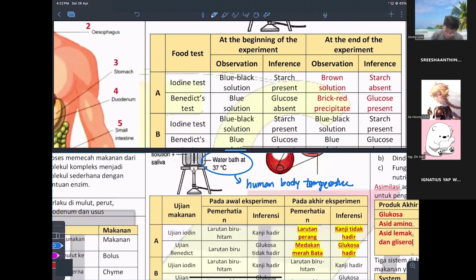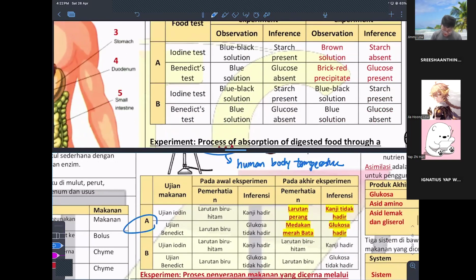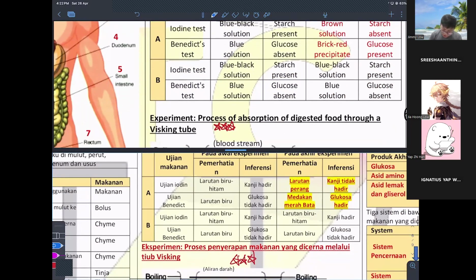So in the end, you can see in your A, there is no starch. Starch has been digested into glucose already. Actually, this part is considered maltose, because as we have learned, saliva will break down starch into maltose, and only then it becomes glucose. This glucose here actually refers to maltose, but they are very close. So for B, nothing changed. You still have the starch remaining, because we have no saliva to digest it.